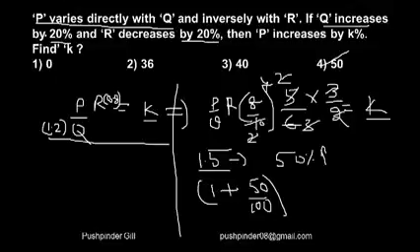So you see how easy the question was. P varies directly with Q. That means P upon Q is a constant. And inversely with R. That means P into R is a constant. And if Q increases by 20%, Q gets multiplied by 1.2. R decreases by 20%, R gets multiplied by 0.8. So overall it got multiplied by 2 by 3. That means P has to get multiplied by 3 by 2 to keep the product constant. That means it has increased by 50%. Fine.